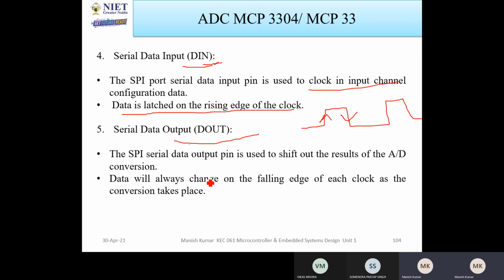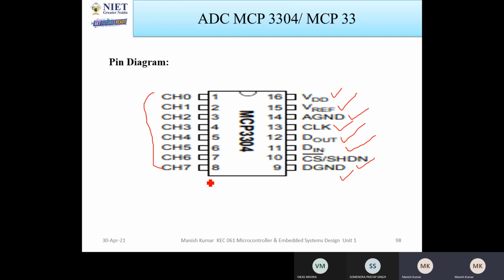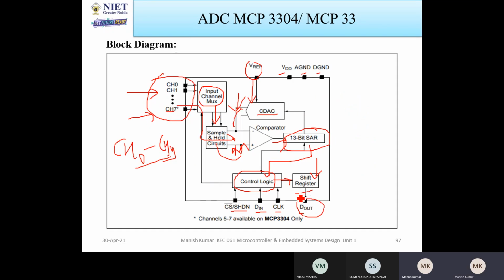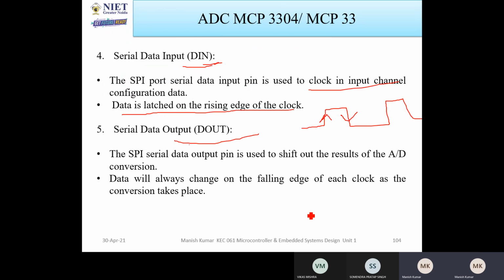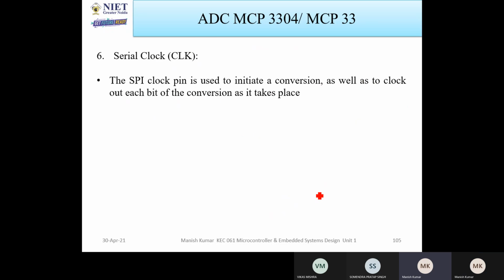In the block diagram, I told you about the shift registers. With the help of the shift register, data will be available in the shift register, but it will not be sent to D out. When will it send the data? At the falling edge of the clock signal, conversion takes place and it will send the data. Serial clock: every IC needs a clock. That clock will be fed through the crystal oscillator.